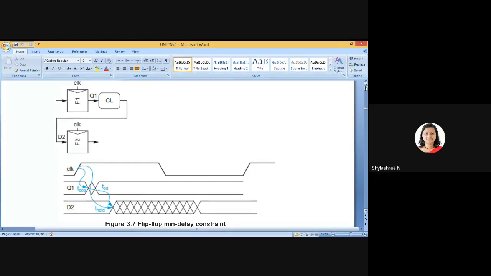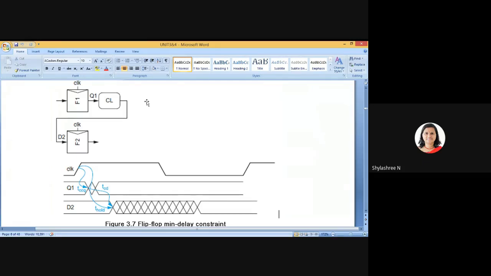So this is an example of flip-flop based minimum delay constraints. Look at the circuit diagram. The statement is common, like what we discussed in the last class. This figure shows the minimum delay constraints on a path from one flip-flop to the next, because F1 will be the first flip-flop and the next flip-flop will be F2, from one flip-flop to the next.